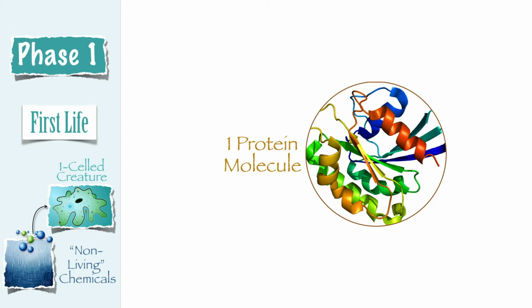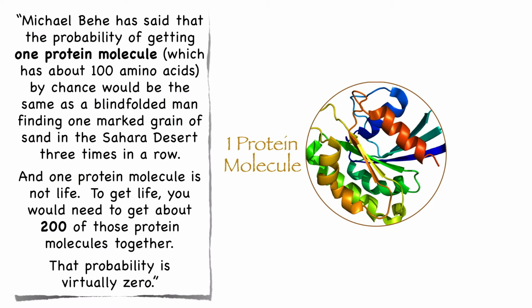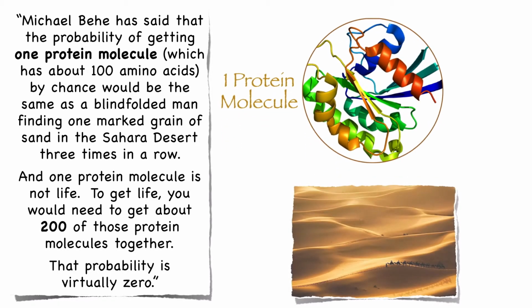Here's another interesting thing about the first life. Did you know that it would take about 200 proteins for the first life to come into existence? Well, forget about the 200 proteins. Listen to the odds of just one protein being created by chance, all by itself. Norman Geisler and Frank Turek provide a comment from Michael Behe, who has said that the probability of getting one protein molecule, which has about 100 amino acids, by chance, would be the same as a blindfolded man finding one marked grain of sand in the Sahara Desert 3 times in a row.